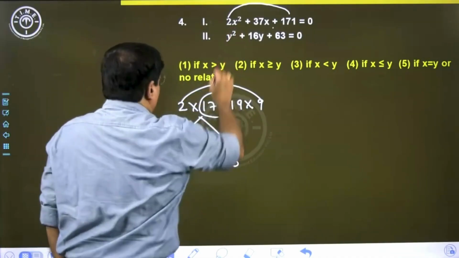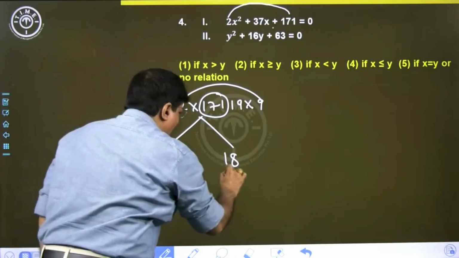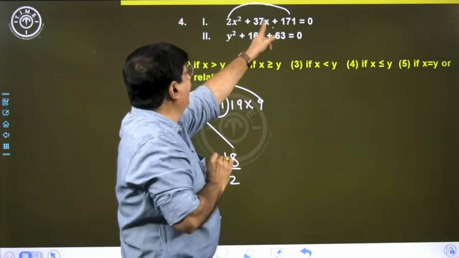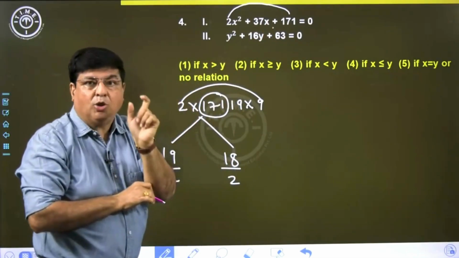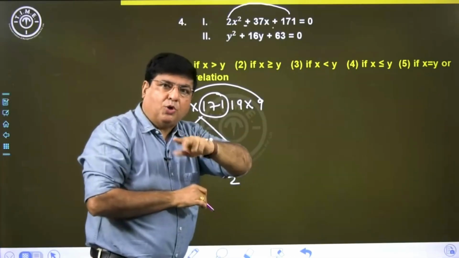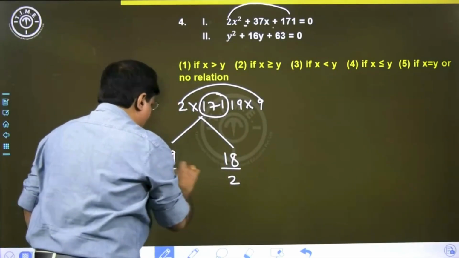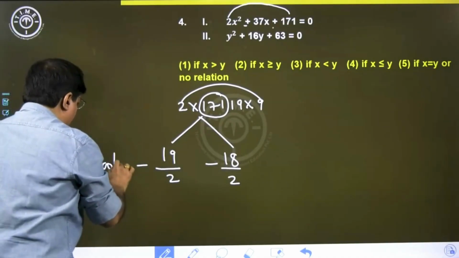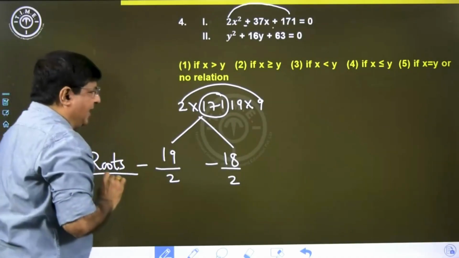What is the coefficient of x square? 2, so divide by 2 and divide by 2. What are the signs in the equation? Both are plus. If the equation signs are both plus, the signs of the roots will both be minus. So this will be minus, this will be minus. These are directly the roots. Again I am repeating, don't change the sign.